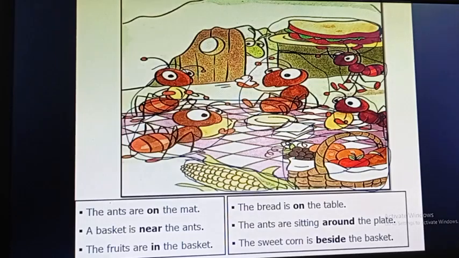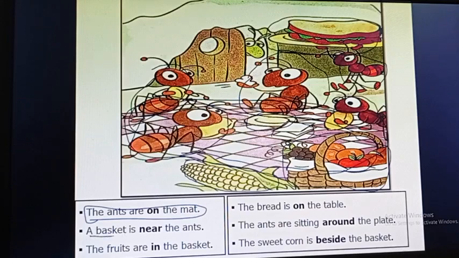See the bottom line, left side box. The ants are on the mat. See here, the ants are on the mat. So here is the mat. On the mat, these ants are there. See the ants here.